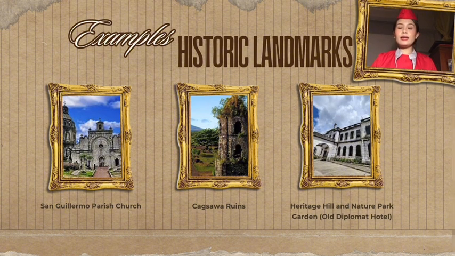An earthquake in 1880 destroyed the original church, and the eruption of Mount Pinatubo buried it in 6 meters of lahar. And for the fifth one, we have the Cagsawa Ruins. The ruins is located in the municipality of Daraga, Albay. It is part of the Cagsawa Park, protected and maintained by the municipal government of Daraga and the National Museum of the Philippines. And it's one of the most popular destinations in the area.